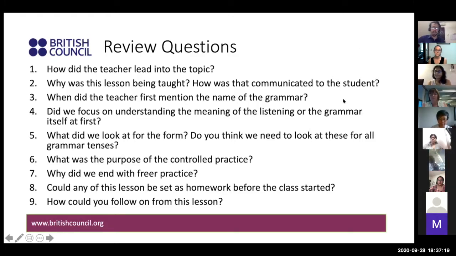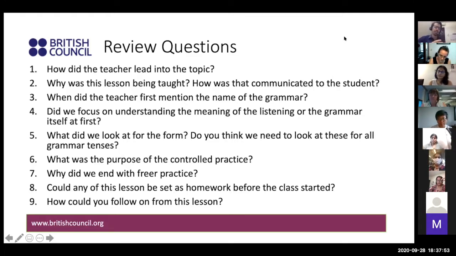Okay, and just moving on to the fourth question, did we look at the meaning of the listening or did we look at the grammar first? This should be a straightforward question, I'm hoping. Huimin? The meaning of the listening. The meaning, yes. So it's important always to focus on the meaning first because we learn English because we want to communicate and it's the meaning that we need to get across first.